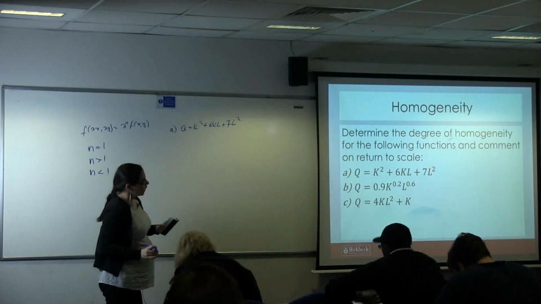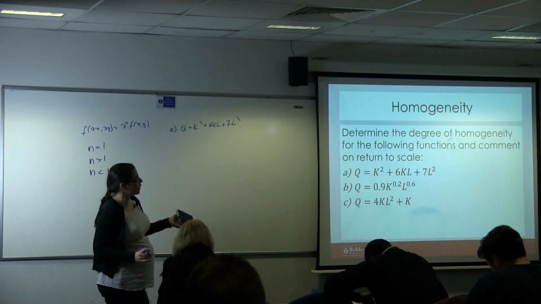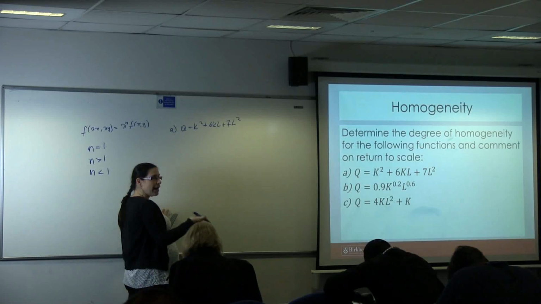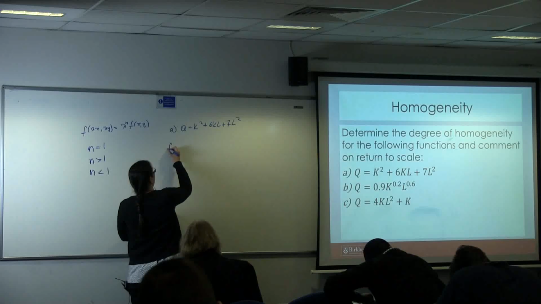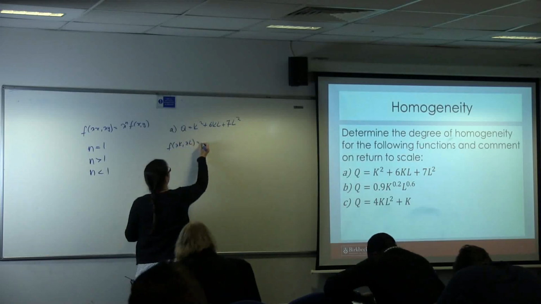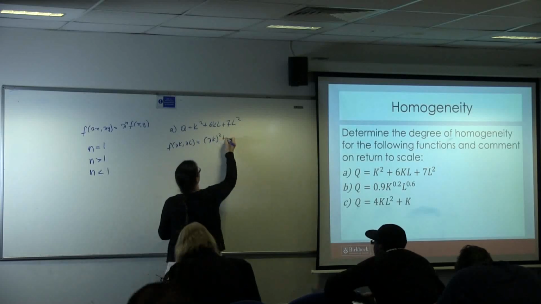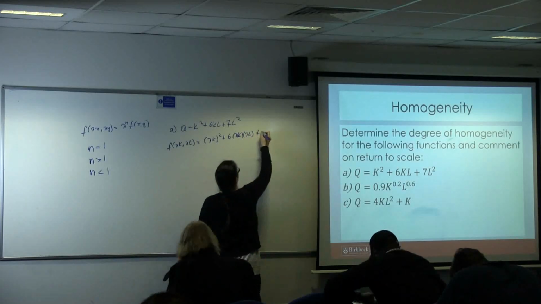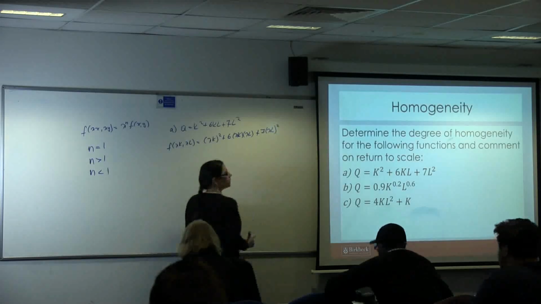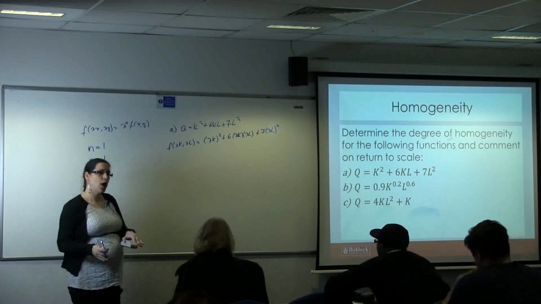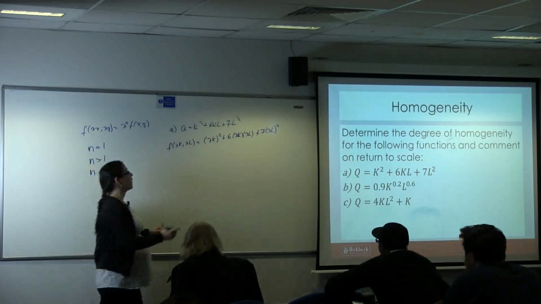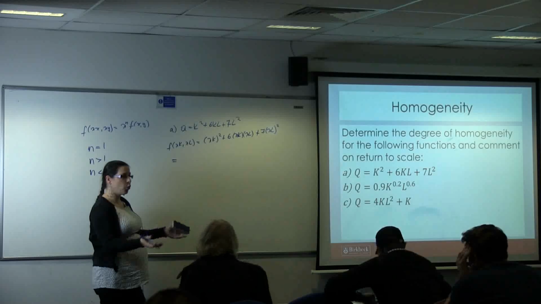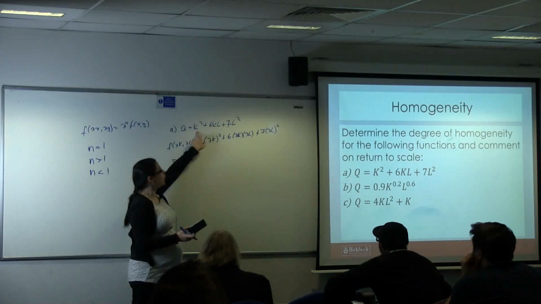So to find its degree of homogeneity, the simple thing that I need to do is replacing k and l by lambda k and lambda l. So my f(lambda k, lambda l) will be (lambda k) squared plus 6 times lambda k times lambda l plus 7 times (lambda l) squared. So I'm just substituting the original k's and l's for lambda k and lambda l. And now I'm trying to manipulate it and see if I can factor lambda at common power out from all of them and end up back with the original.